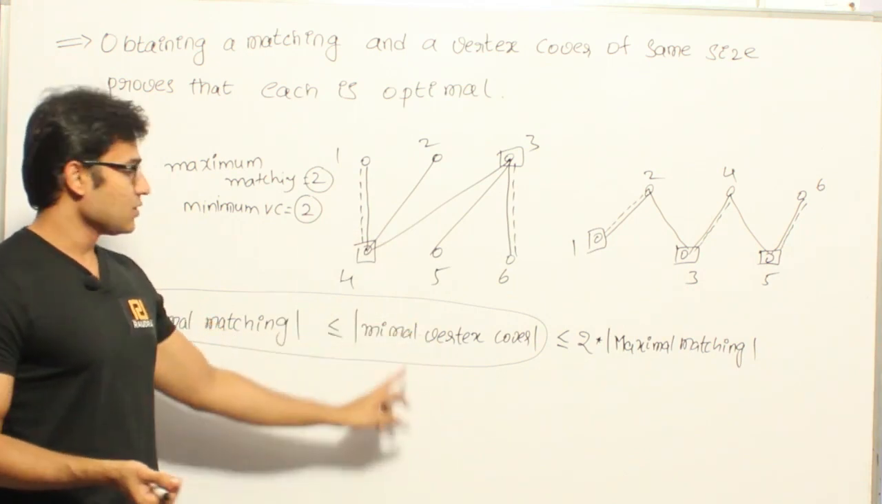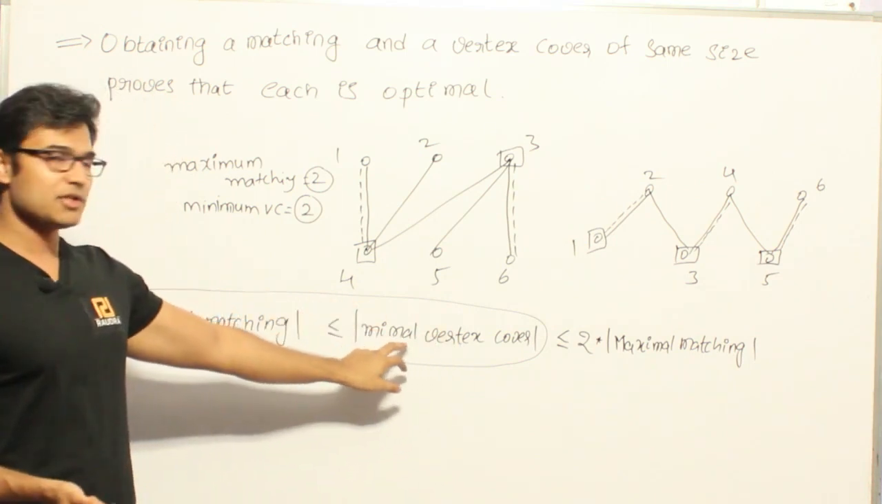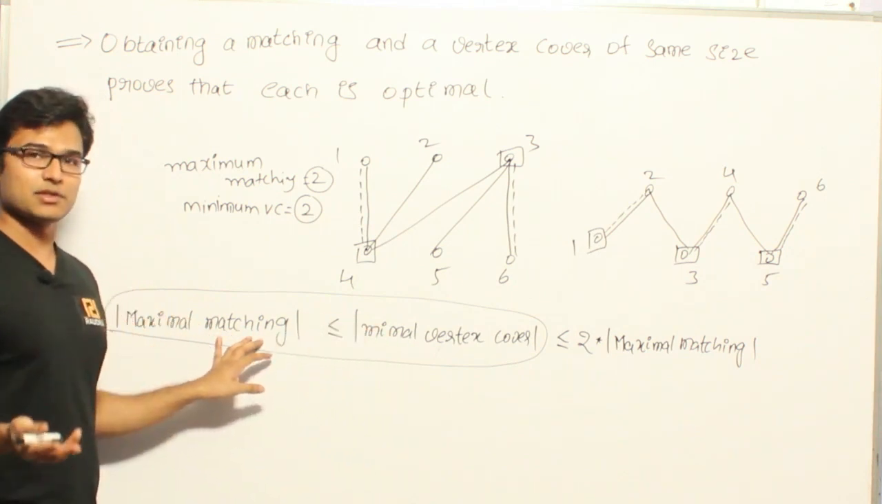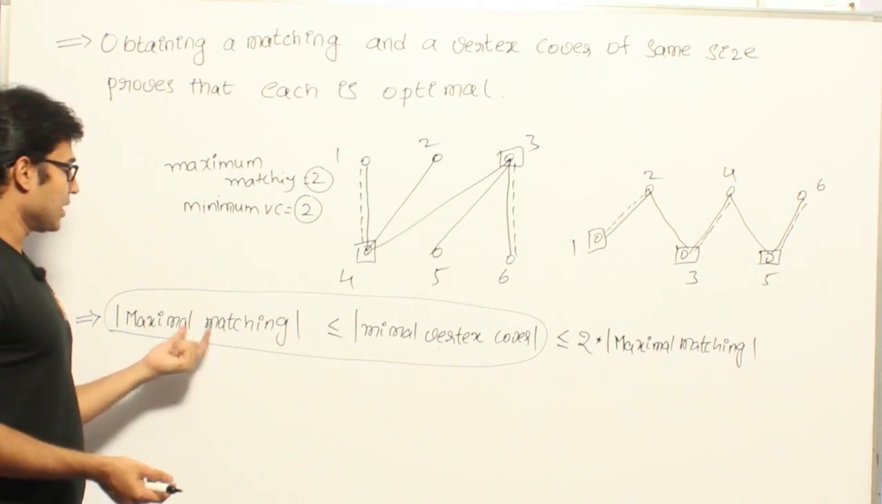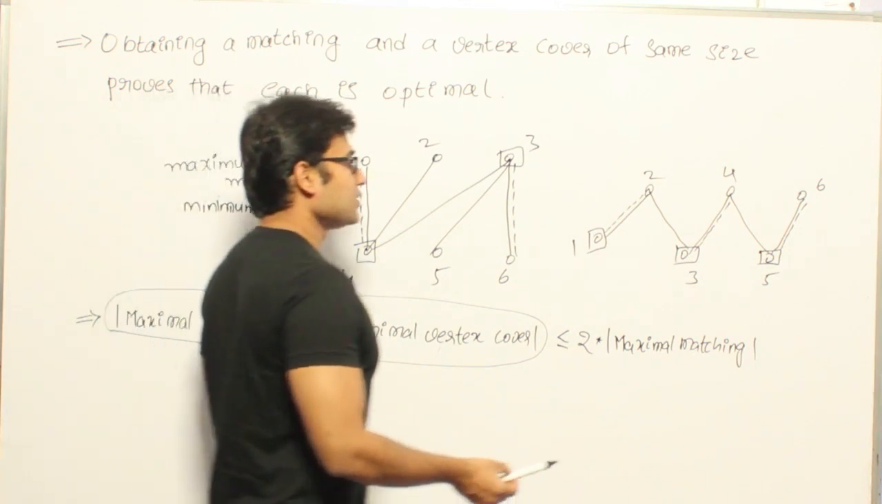and a minimal vertex cover is nothing but a vertex cover, isn't it? So the minimal vertex cover should definitely be greater than the number of edges in any matching. Even though I say any, you can put maximal, because maximal is also one of the matchings. Got it? And the second one is, this is interesting, see this.